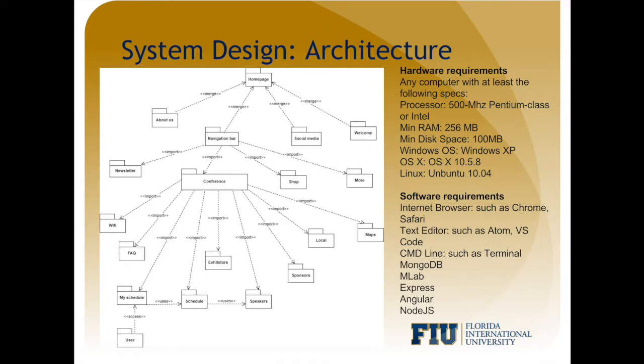Now, for the architecture of our system, this is our deployment diagram. So these are all the little folders that we had. And then our hardware requirements are pretty much any computer where you can run a browser. And then the software requirements, the only thing that you need to have installed on your machine is Node.js, Express, and MongoDB. Everything else, as you can see, is just an internet browser, a text editor, and then your terminal.